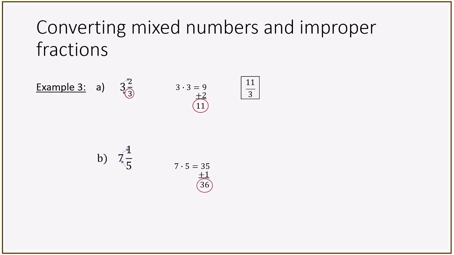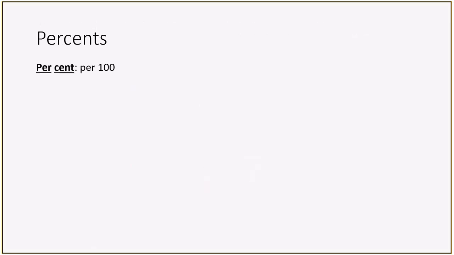Take that 36, put it over 5. I get 36 over 5. In percents, percent literally translates to per 100. So anytime you see the word percent, you should think out of 100. Not necessarily 100, because you could have 50%, you could have 150%, but you should think out of 100.